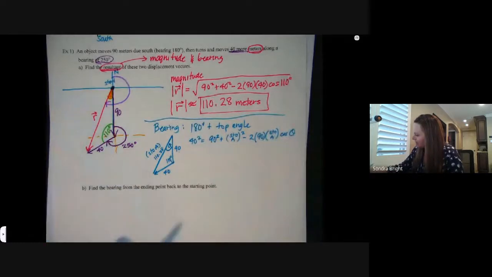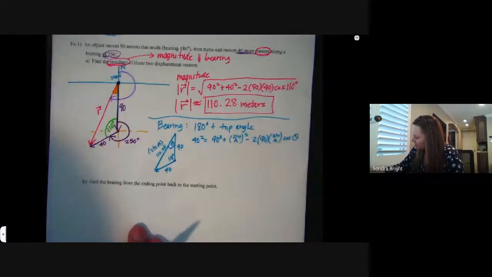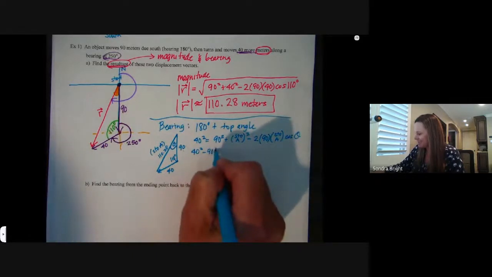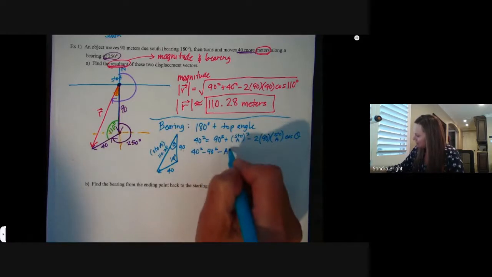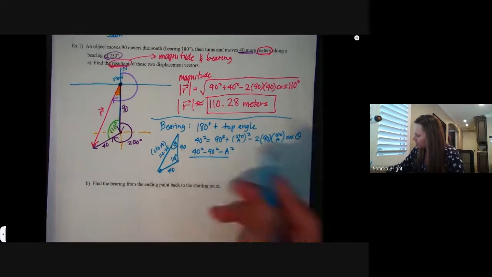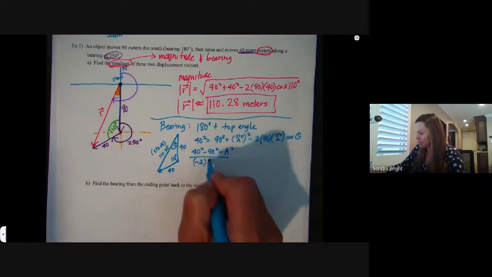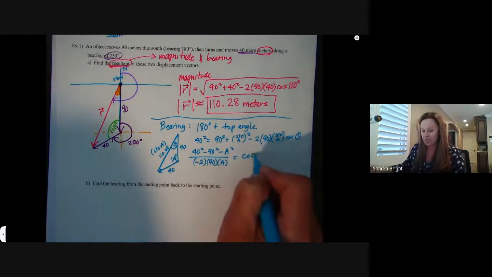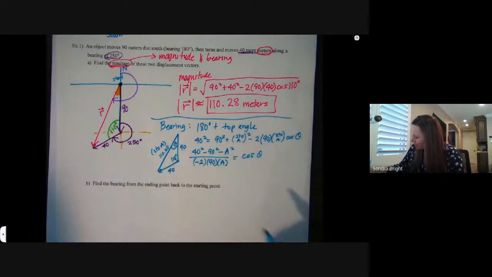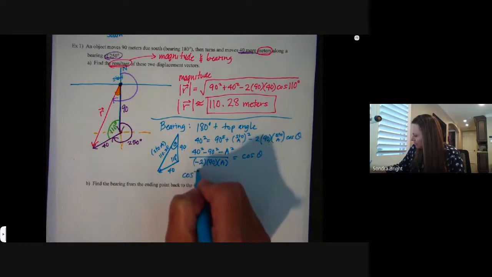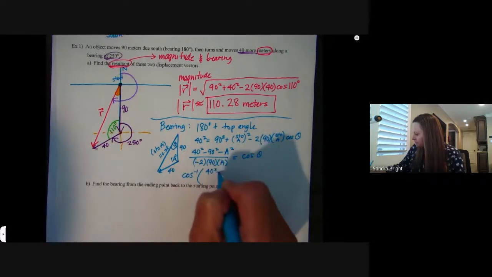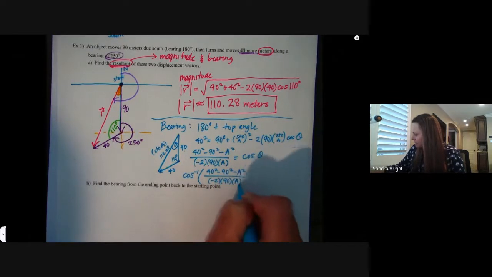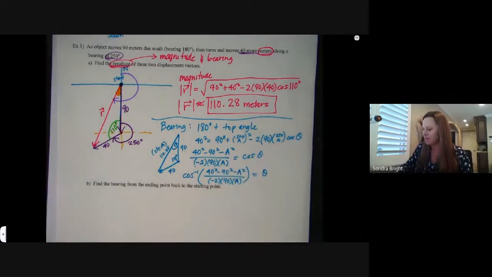All right, so then how do I solve for theta? You'll have the 40 squared. You'll need to subtract the 90 squared. I'm going to subtract that A squared. I'm going to divide it by negative 2 times 90 times that stored A value. That's what will give me cosine of theta. And then I need to take the inverse cosine of both sides. So that's what I'll end up putting in my calculator. Theta is the inverse cosine of that whole thing.